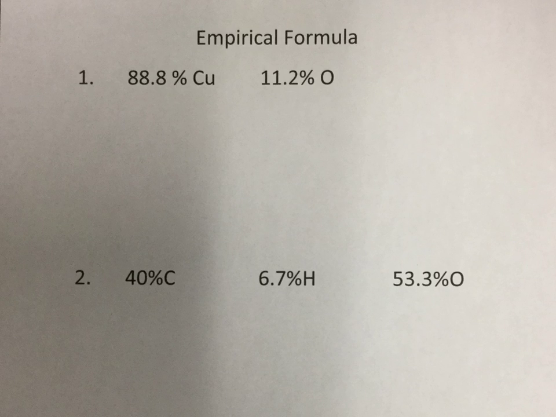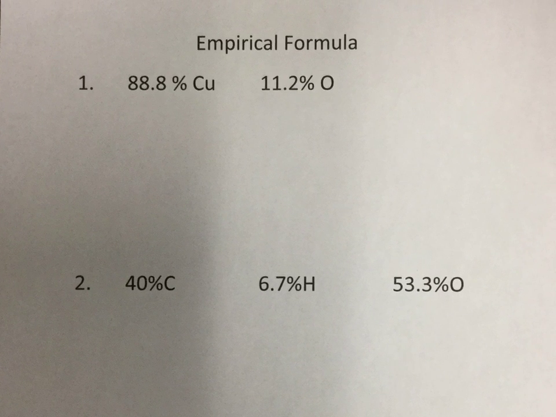Empirical formula. This is an extension of the percent composition you just did. So for the empirical formula, you don't really have an actual formula. What you're going to do is divide by the molar mass of the element that you're using. So on the periodic table, copper is actually 64, that's your mass.